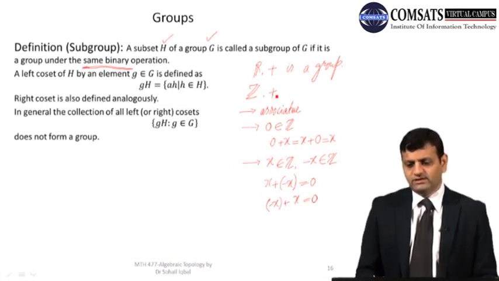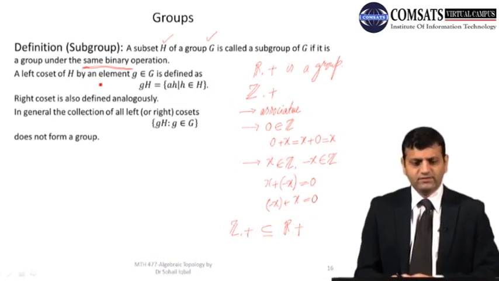So Z under addition is a group, R under addition is a group. We also observe that every integer is a real number as well. So Z is a subset of R, and they have the same binary operation of addition. So it satisfies the definition of a subgroup. So Z under addition is a subgroup of R under addition.